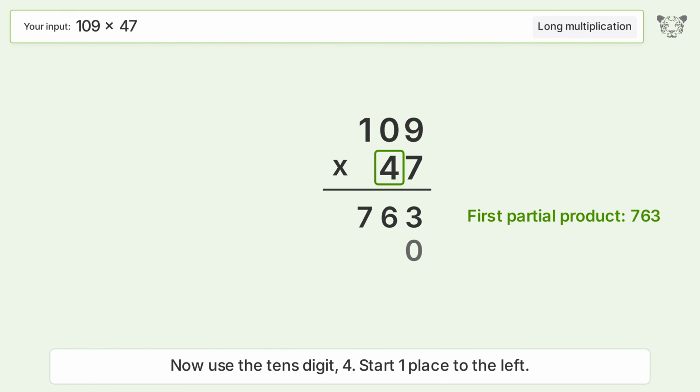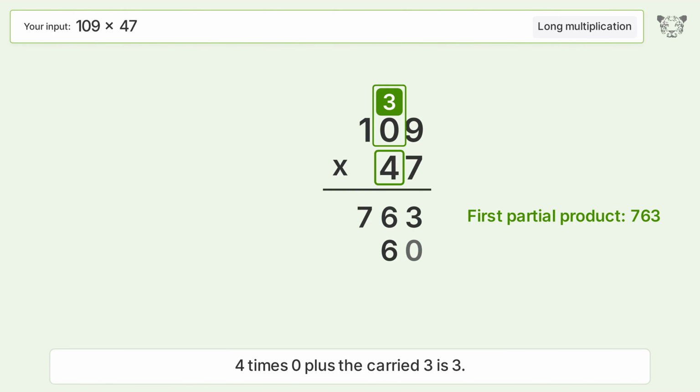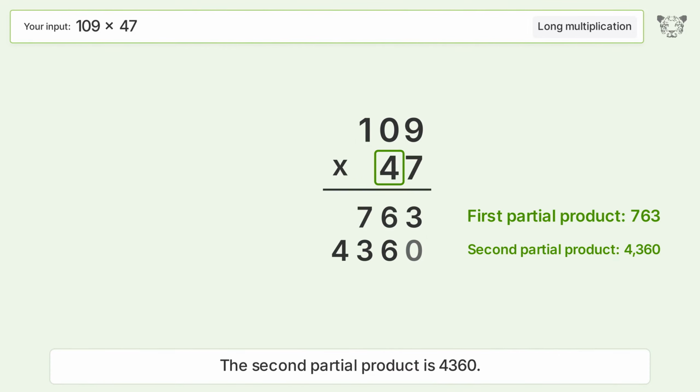Now use the tens digit, 4. Start one place to the left. 4 times 9 is 36. Put 6 in this column and carry 3. 4 times 0 plus the carried 3 is 3. 4 times 1 is 4. The second partial product is 4,360.